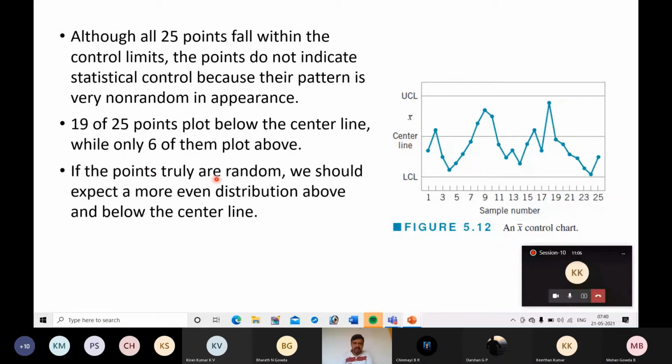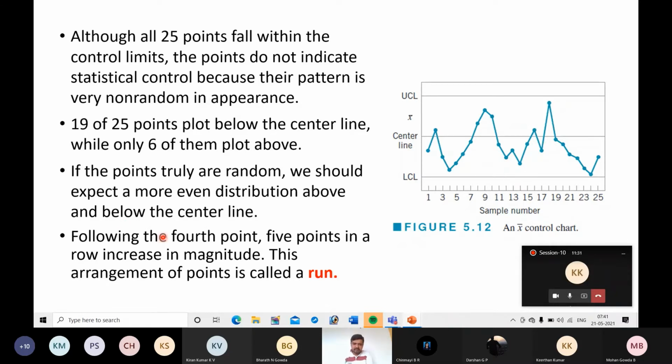If the points are truly random, we should expect a more even distribution above and below the center line. That means above the center line it should be around 12, and below it should be around 12, 13, 11. It should be around that. But here you can see a huge difference, from 6 to 19.